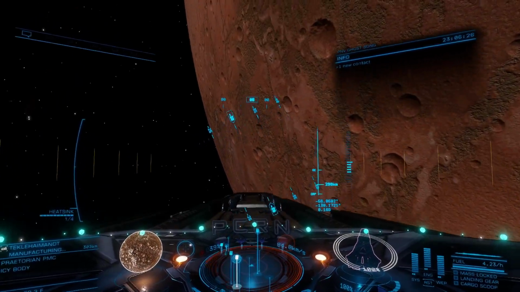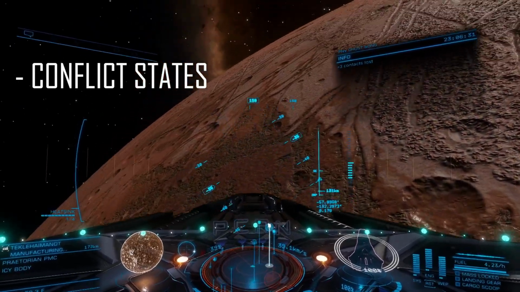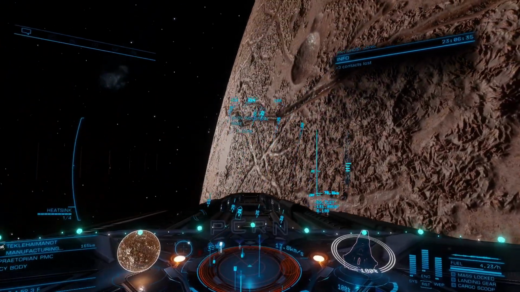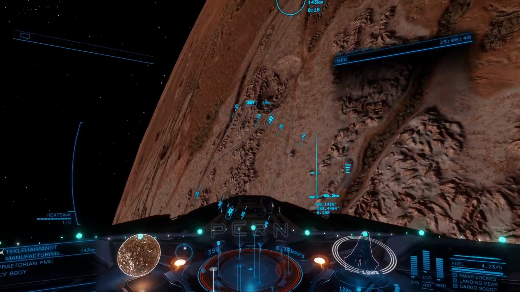And finally, we have the conflict states. These are basically states where two factions are pitted against each other. First is election. Election occurs when two factions of the same government type, excluding anarchy, are equal in influence.